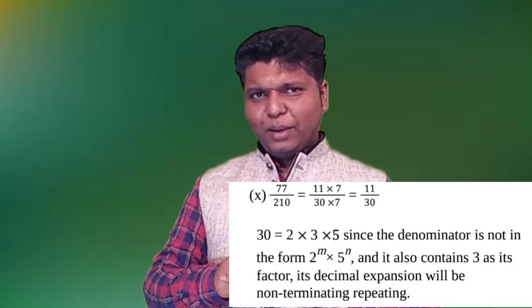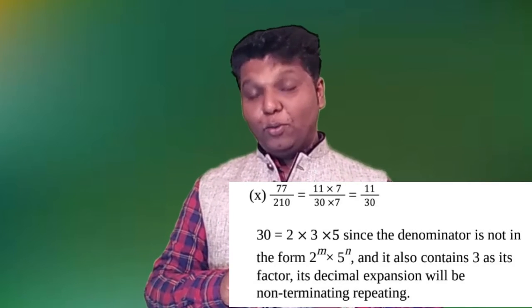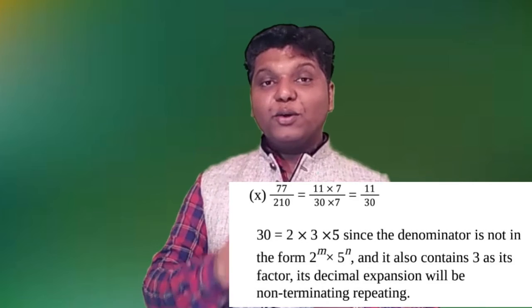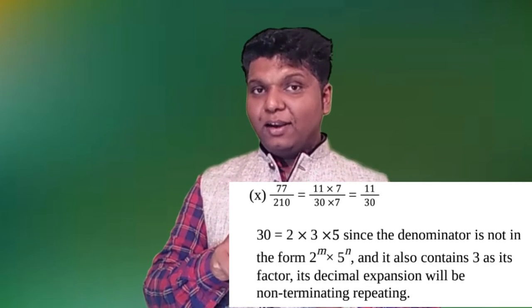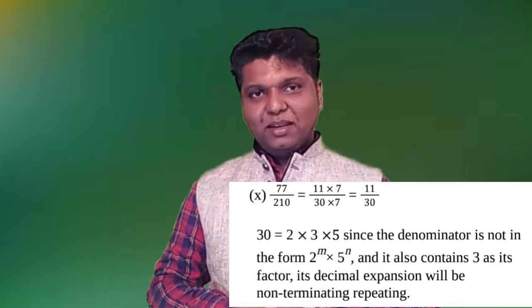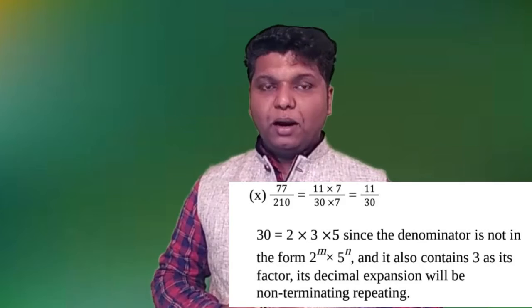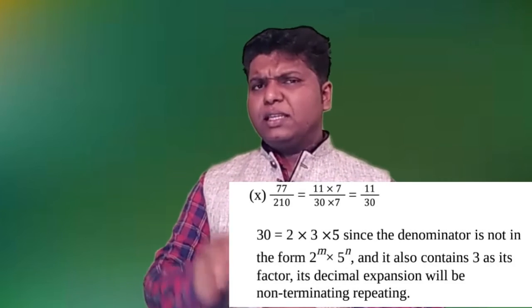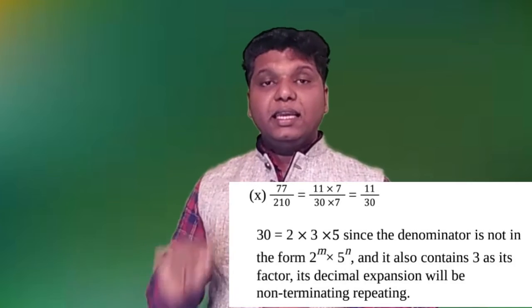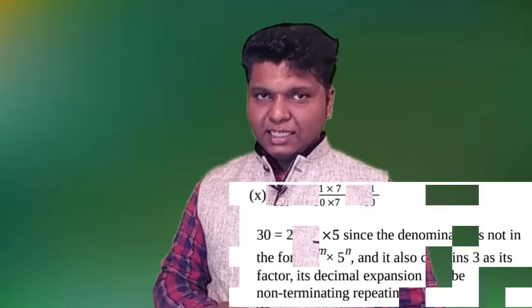Now tell me whether it is going to terminate. Absolutely no. Why? In between 2 and 5 there is one 3, which is not supposed to be there for a terminating decimal, right? So here, as 3 is included in the denominator part, what will we conclude? We will say that the decimal expansion of 77 divided by 210 is a non-terminating repeating decimal. Hope you understood these sections.